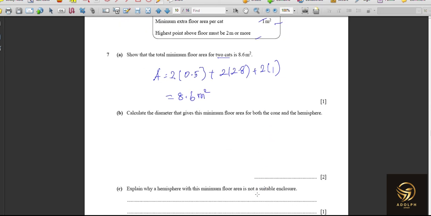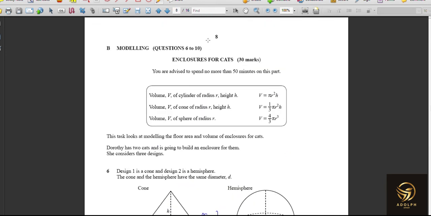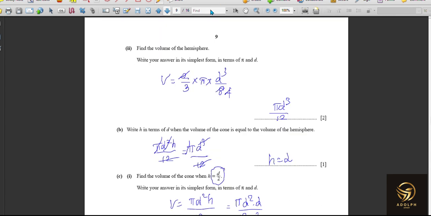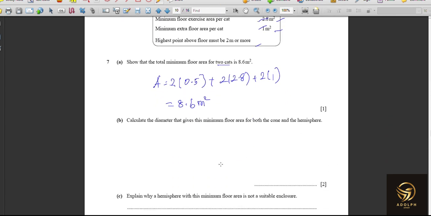The next thing is calculate the diameter that gives this minimum area for both the cone and the hemisphere. If we look at the hemisphere and cone, we can clearly understand that both of them have a circle base. So if the base is a circle, then the area is pi r square, which is pi d square divided by 4. This area, they gave as minimum requirement, is 8.6 that we got from here.